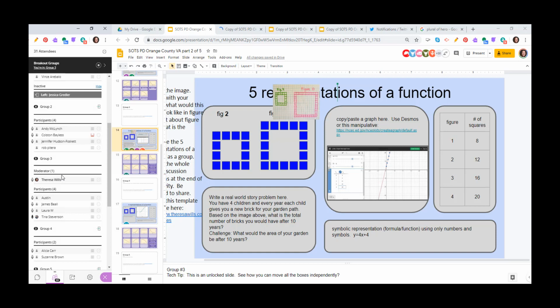The whole group discussion and be prepared to share. So I'm assuming at the end when we all go back to the main room, we're going to be sharing our slides. So we need to decide who's going to do the talking for our group. Well, does everybody have the same problem?